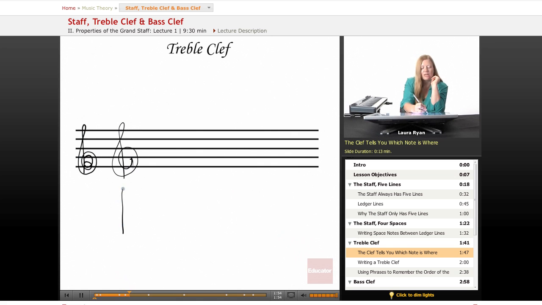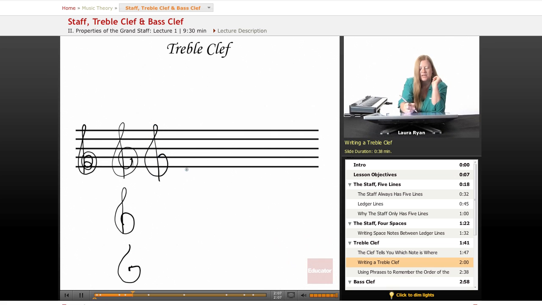This is the treble clef. Taking it out of the staff, it looks like that. It also looks like a G because it is a G clef. The end of your treble clef points at this line. This line is G. So it's sort of giving you a visual hint that this is how you read G.